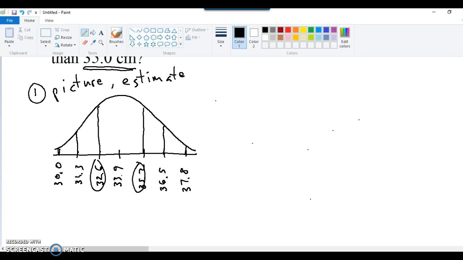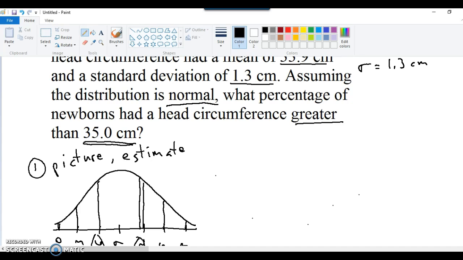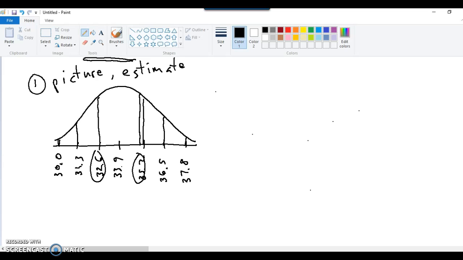35.2 is exactly 1 standard deviation above the mean. So 35.0 is a little bit less than 1 standard deviation, right about there. We're asked to find the percentage of newborns with a head circumference greater than 35. So let's shade in the region that represents all the babies whose head circumference is greater than 35 centimeters. Now, for a quick estimate, I can see right away it's less than 50% of the babies, because it's less than 50% of the area of the whole thing. But we can refine our guess a little bit.